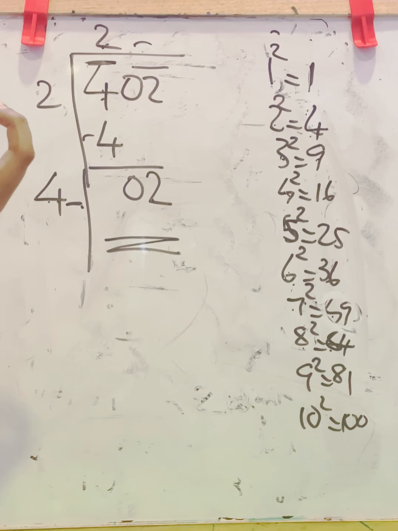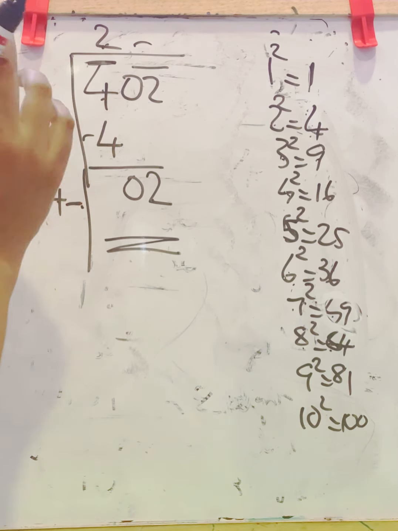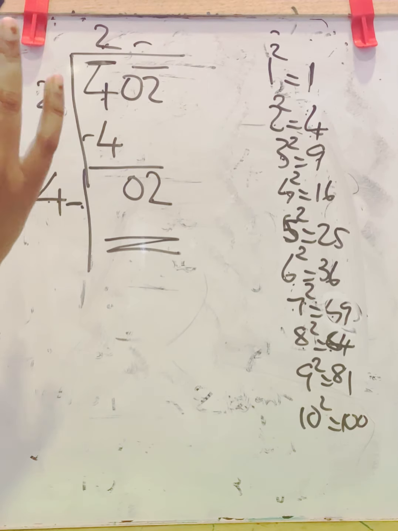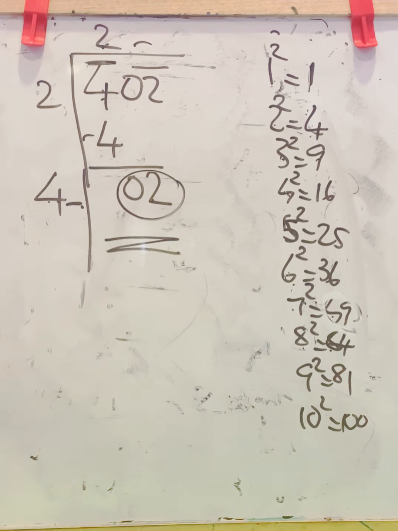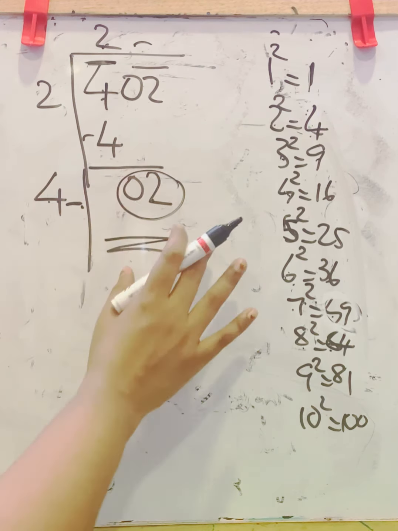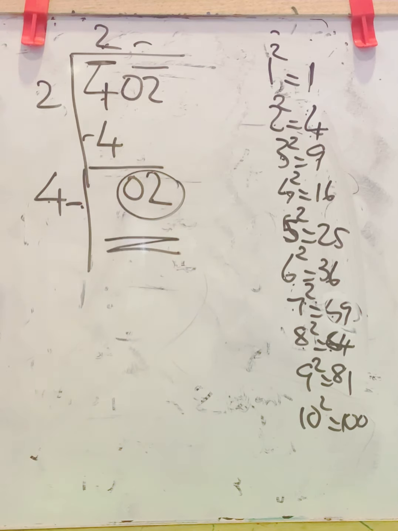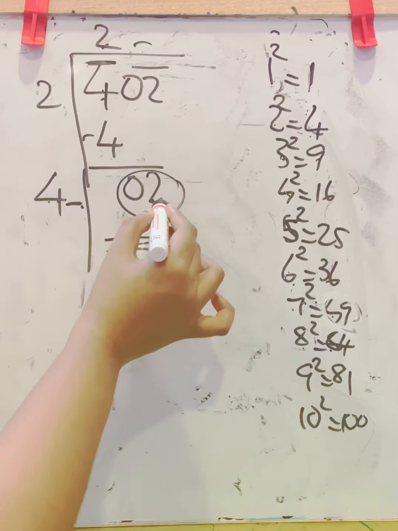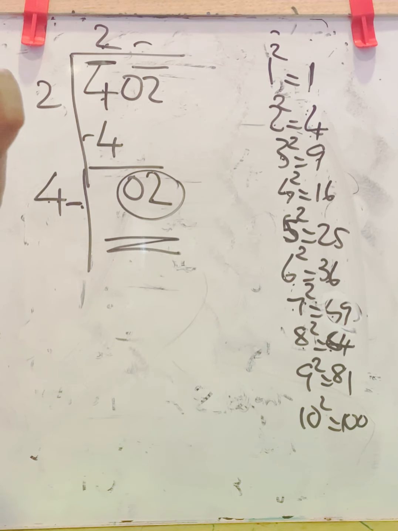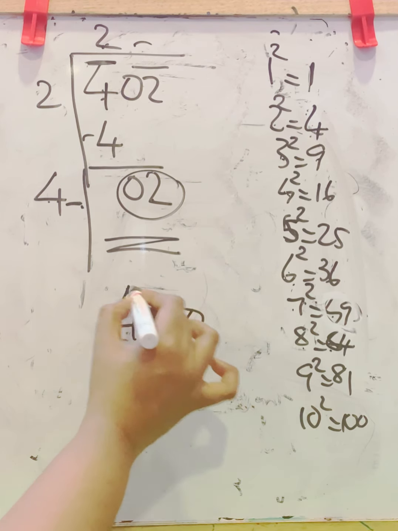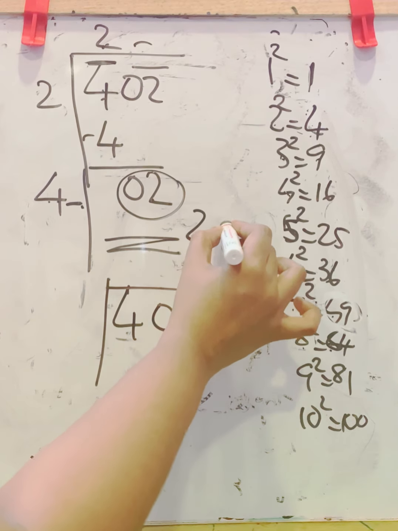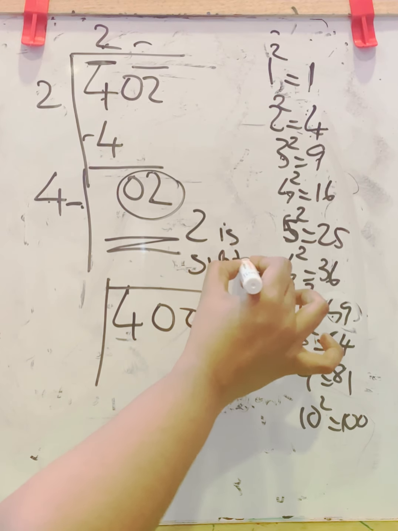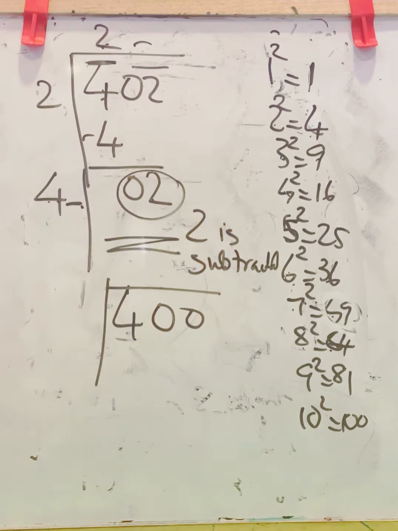So what you have to do is subtract a number from this to make it a perfect square. Here this is the remainder. If this was not the remainder, then it would be a perfect square. So what number should be subtracted? Yes, this 2 should be subtracted from the question. Then it becomes 400. We will try then. 2 is subtracted because 2 is the remainder.